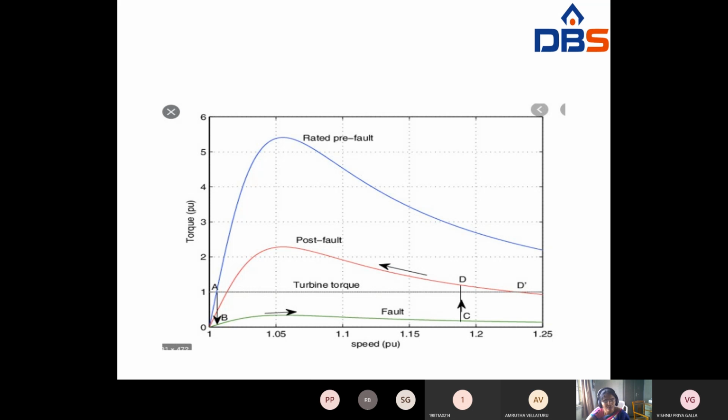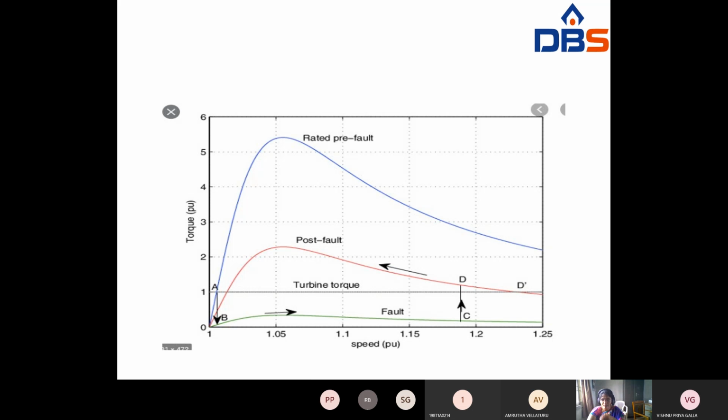Whenever the turbine is rotated, this is the actual torque-speed characteristic. Whenever speed increases, torque also increases up to a particular value. Similarly, whenever the speed is more, the torque is also more, and whenever the speed decreases, the torque also decreases. So that means it operates constantly, whenever there is no fault, that is, rated fault-free.